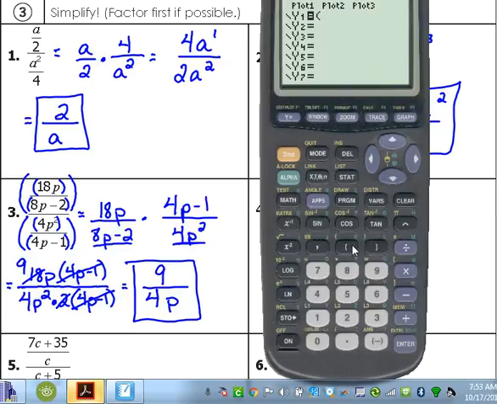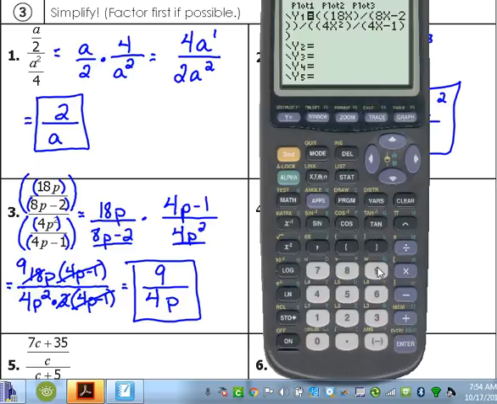So that starts my big parentheses, and then here's my parentheses around the 18p. Close those. Divided by parentheses around the 8p minus 2. Close those, and then close my parentheses around the entire numerator. Divided by big parentheses, parentheses around the 4p squared. Close them. Divided by parentheses around the 4p minus 1. Whoops. Close the little parentheses. Close the big parentheses. Okay, so that's my original expression in y1.